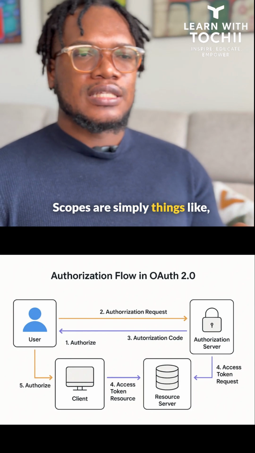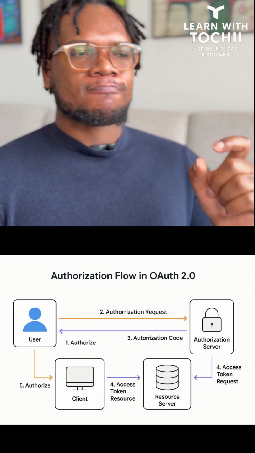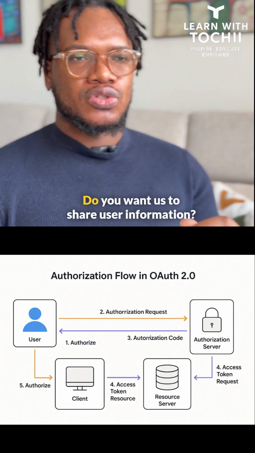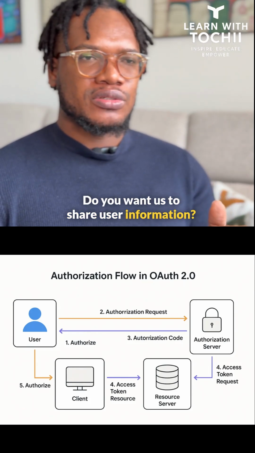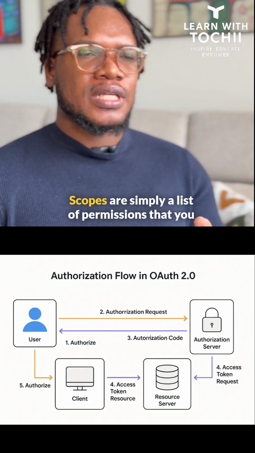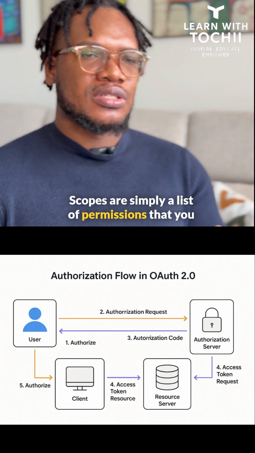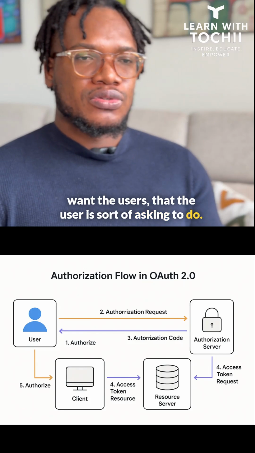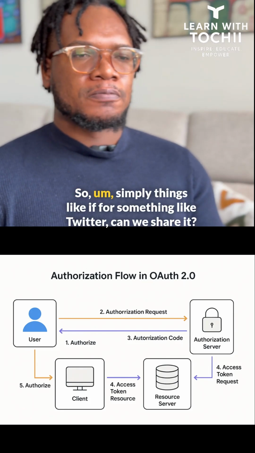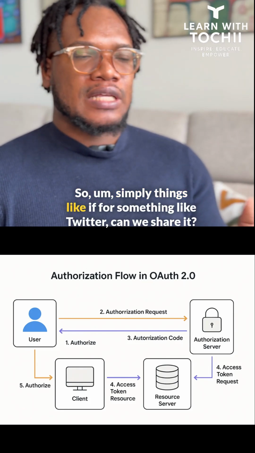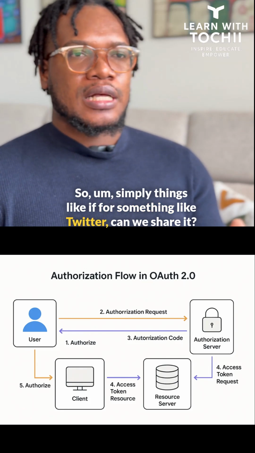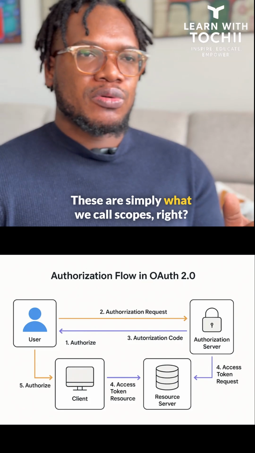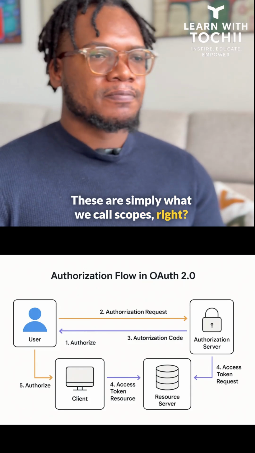Scopes are simply things like, do you want us to share tweets? Do you want us to share user information? Scopes are simply a list of permissions that the user is being asked to grant. So for something like Twitter, can we share tweets? Can we share user information? These are simply what we call scopes, right?